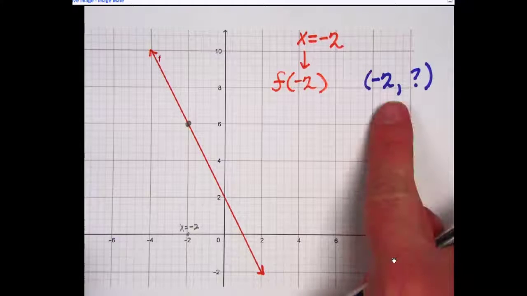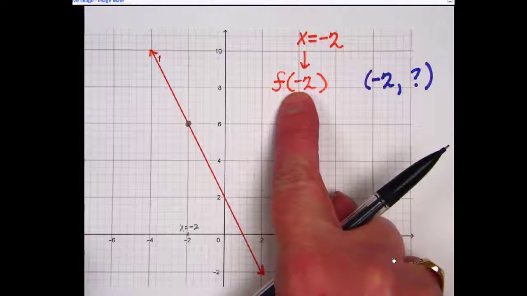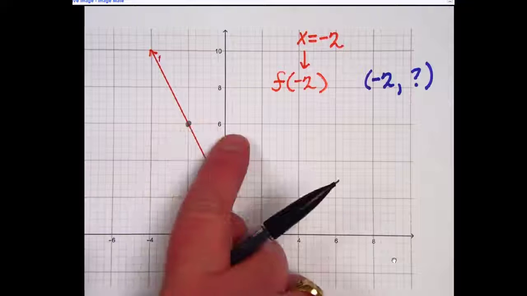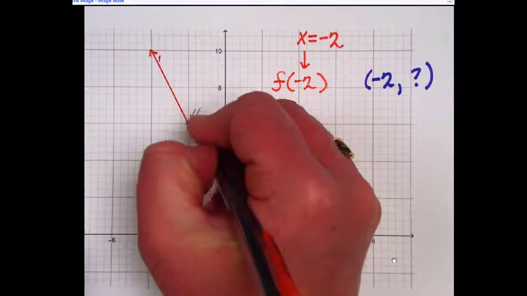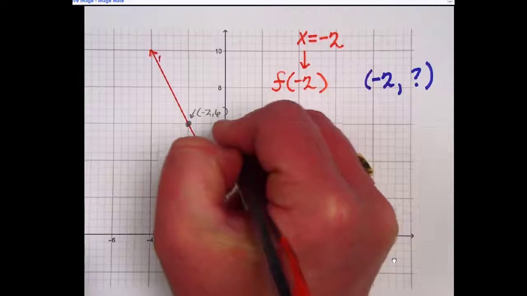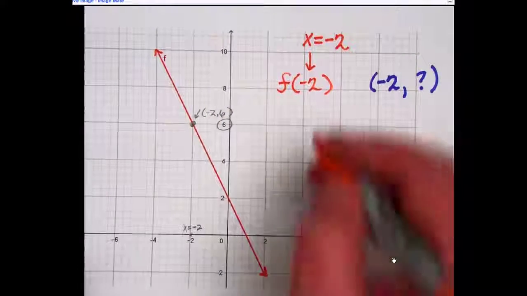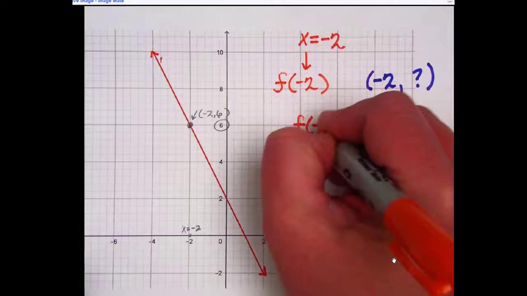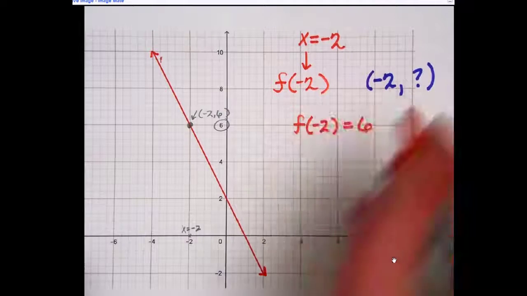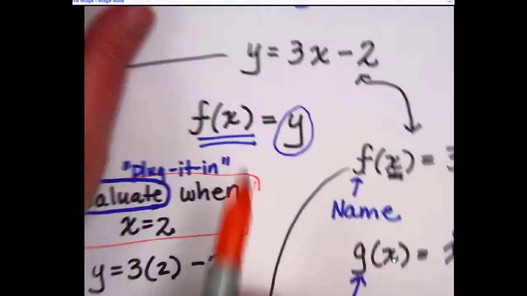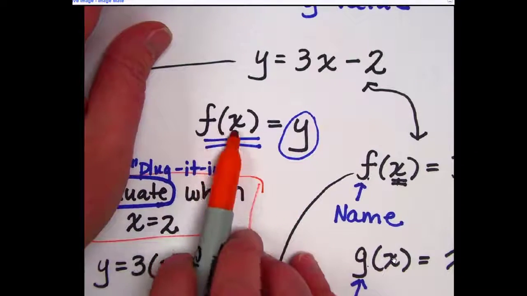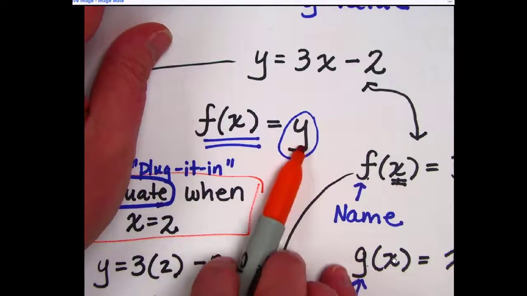So I know the x coordinate's -2. I gave you that information. What you need to give me is the y coordinate. And you can see here, this point is -2, 6. So what we write this as is we say f of -2 equals 6. Okay. All right. Recall that we say f of x equals y. So if I give you this x value, you give me the y value.